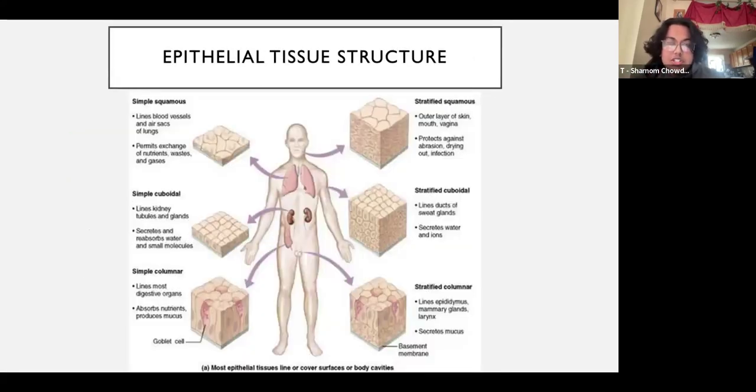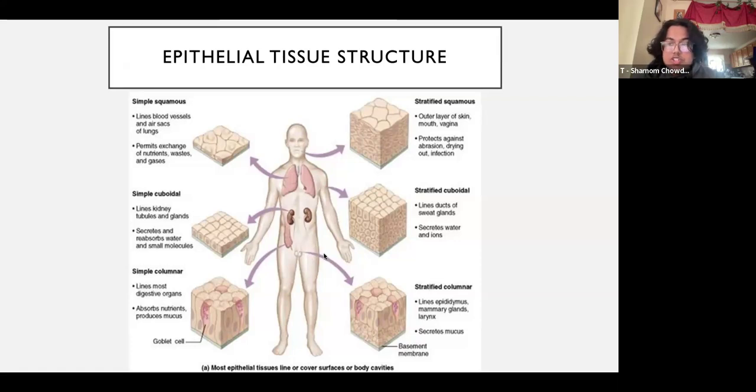For epithelial tissue, like I mentioned, there are a lot of different types, which each have their own usages. Simple squamous, which is found in our lungs and air sacs, blood vessels, etc., helps with the exchange of nutrients, wastes, or gases. Stratified squamous, which is the outer layer of the skin, mouth, and vagina, helps protect against abrasion or infection.